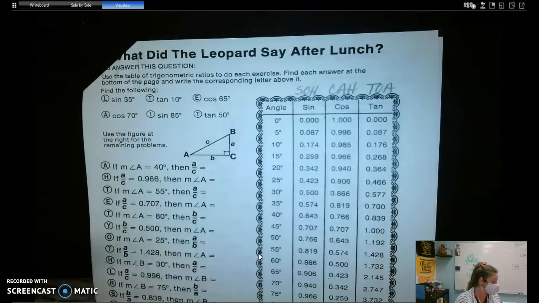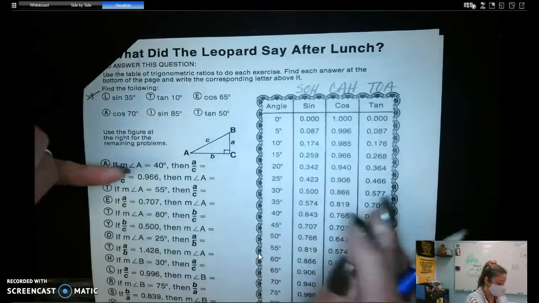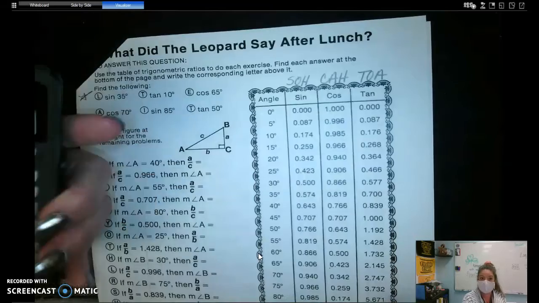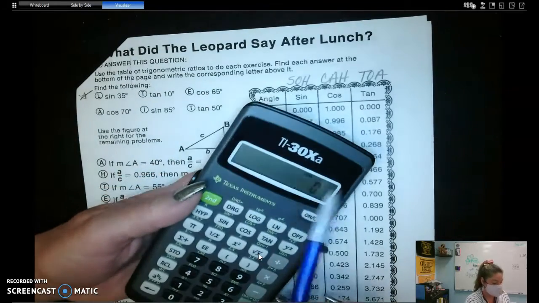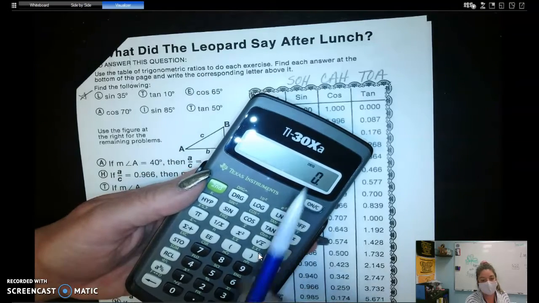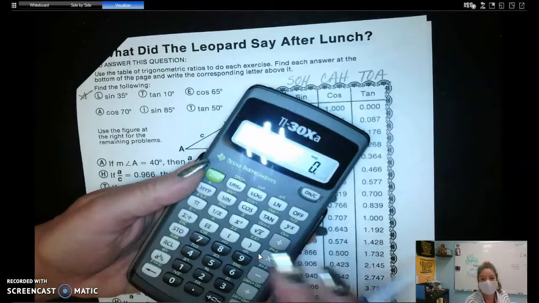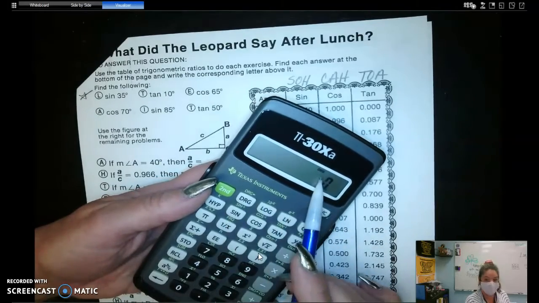Okay? So there's two ways that we can go about doing these first 6 problems. We can use the trig table that is here, or we can use our calculator. If you're going to use a calculator, you need to make sure that you're in the right mode, which is degree mode. When you get into Algebra 2 and Pre-Cal, you're going to learn about radians, okay? So make sure that you're in degree mode.